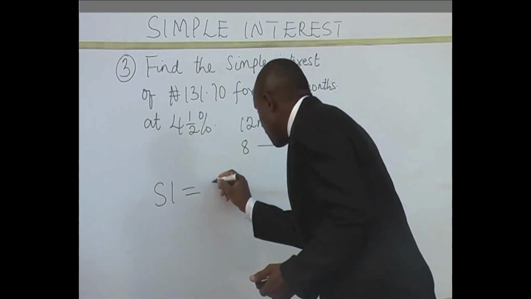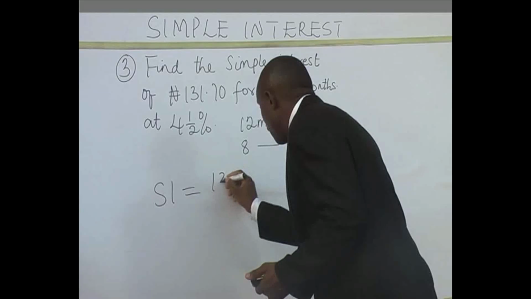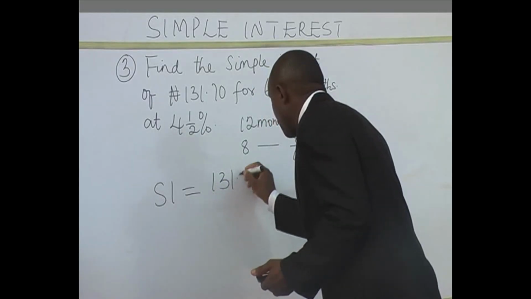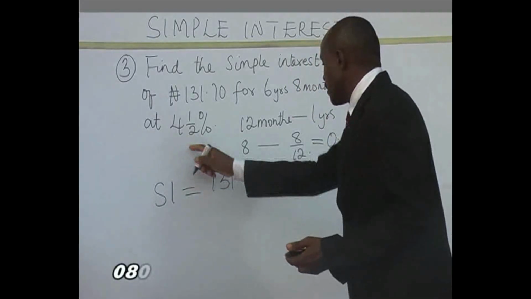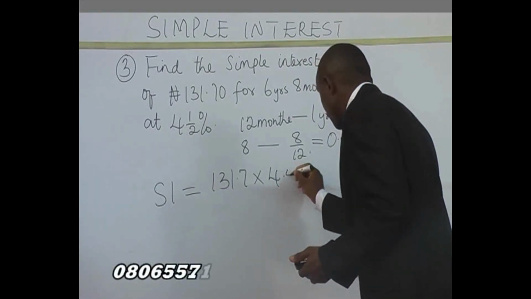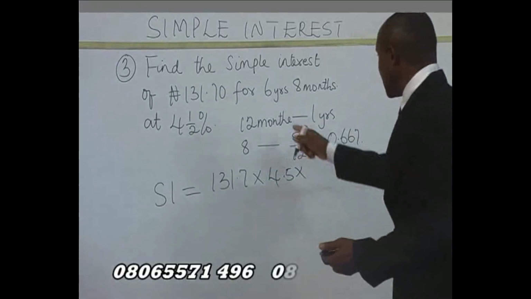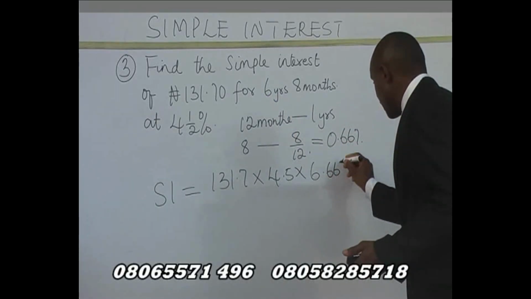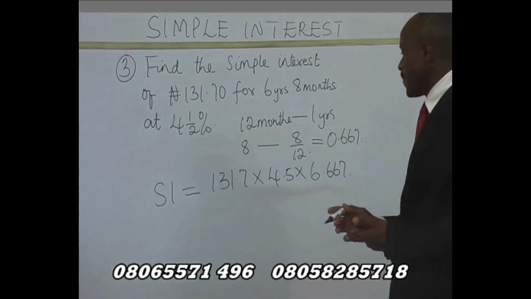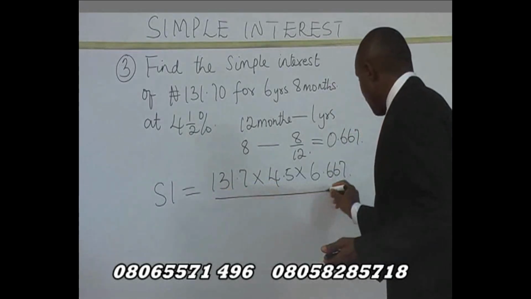Then the time you are going to put in the formula is, first of all, let's take the principal. The principal is 131.7, times rate 4.5. Then times the time, 6 years, that is 6.667. Everything divided by 100.